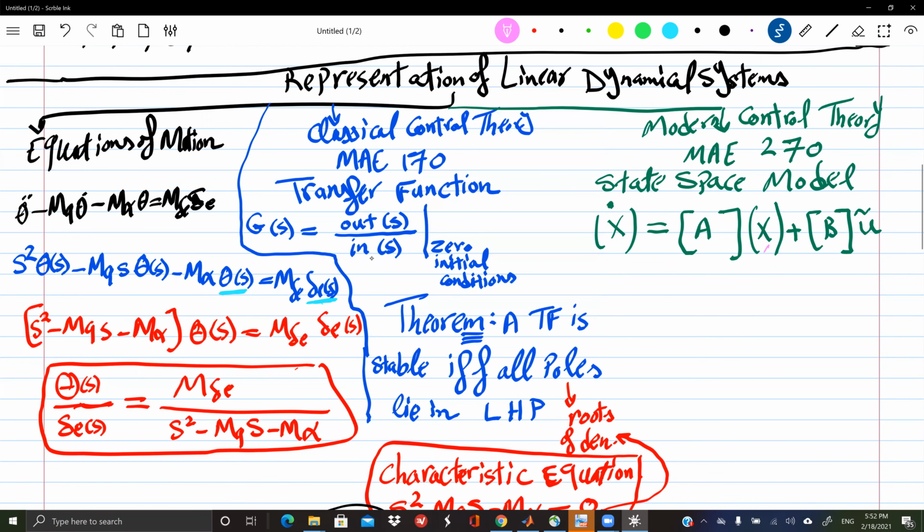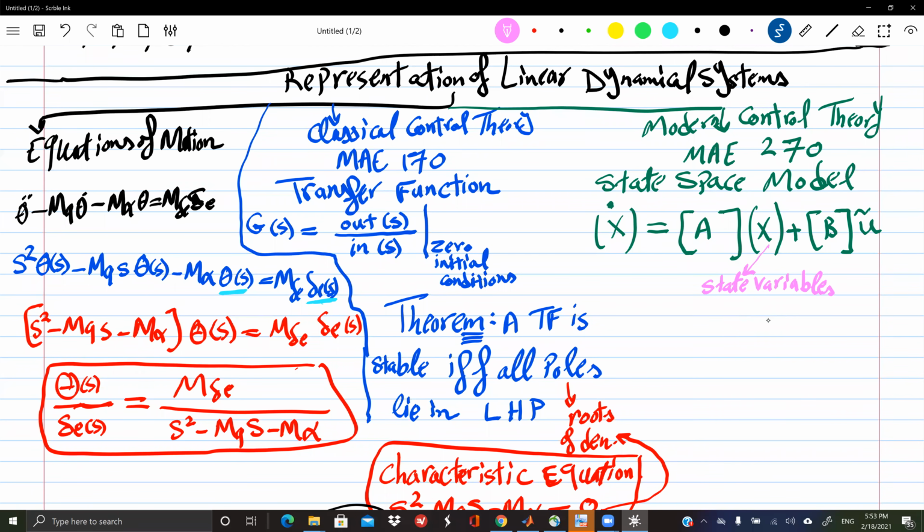What are x's again? These are my state variables, the main variables in the system. Like what? Like if I have a DC motor, it will be the position, the velocity of the shaft, and the current of the motor. If I have an airplane, it will be the motion variables, U, V, W, P, Q, R, theta, phi, psi. Whatever your system, they are the main variables defining the system.